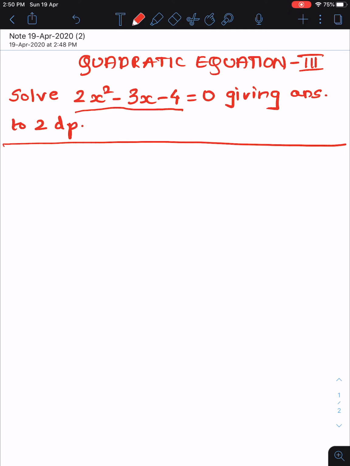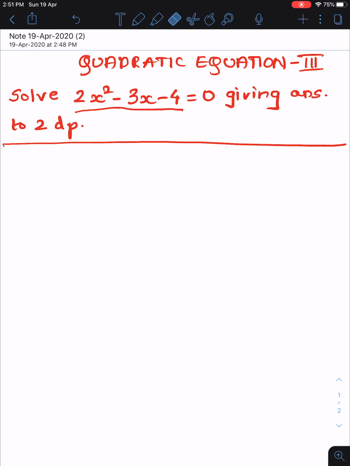For example, here the last term will be 2 4s are 8. So if I want to split 8, 1 8s are 8, 1 plus 8 or 8 minus 1 won't give you 3. 4 2s are 8, 4 plus 2 is 6, 4 minus 2 is 2. So 8 plus 1 is 9 and 8 minus 1 is 7. This is how we identify that this question cannot be solved by splitting the middle term. That means we have to use the formula method.